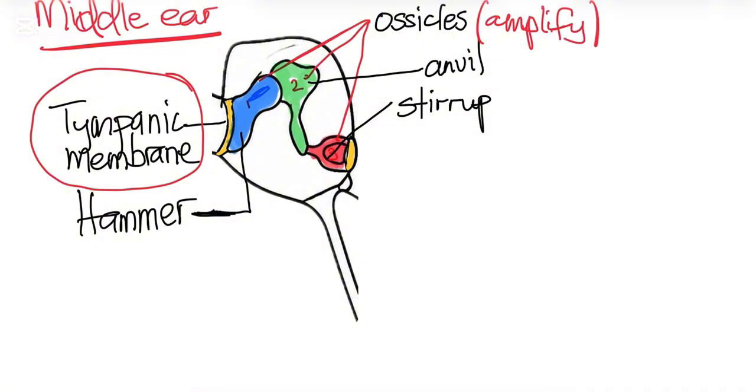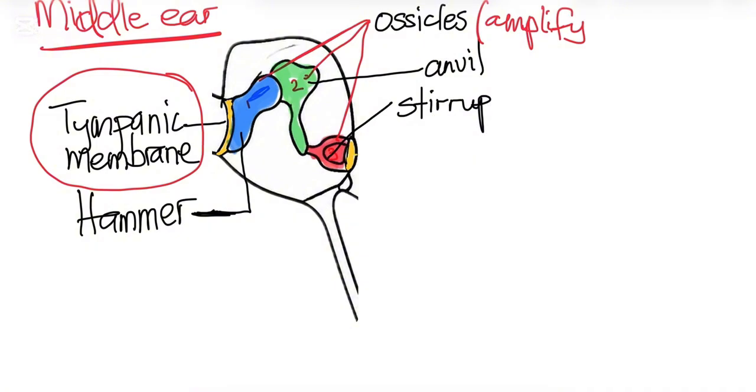And besides amplifying the vibrations, they also transmit those vibrations to the inner ear. You see here, after this section, we would find the inner ear. So the amplified vibrations are then transmitted into the inner ear through this little window, this little part that I've colored yellow here, right? And this part, let's identify this part.